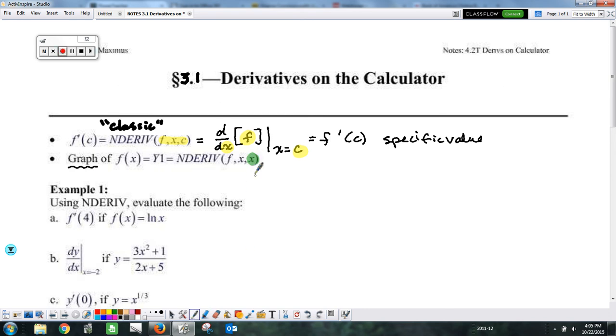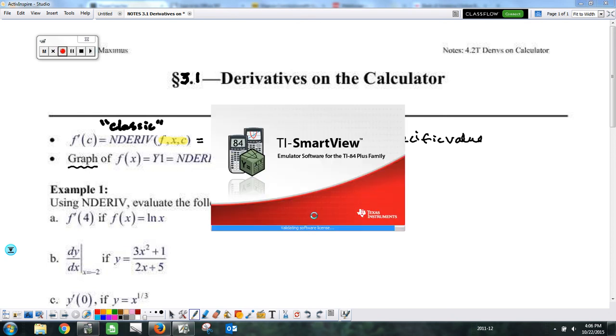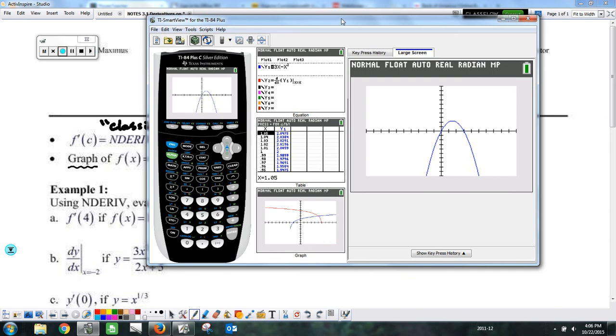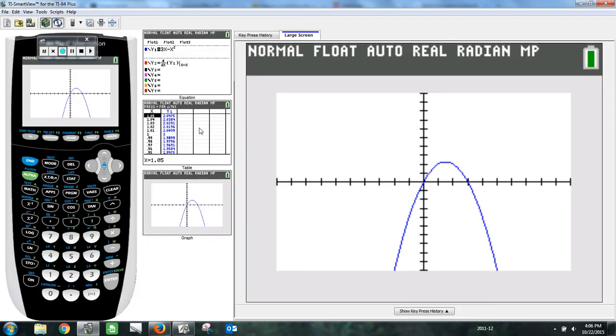Instead of putting a specific number here, you leave it as x. What the calculator will then do when it's graphing is, for every x value in the table, it gets a y value, finds the slope, and then plots the slope, because it's a connect-the-dot grapher. So just to show you a couple of examples, let's pull up our calculator here. I'll use the example from the beginning of the 3.1 notes again, just to refresh everybody's memory. So here's my calculator. Let me make it larger.